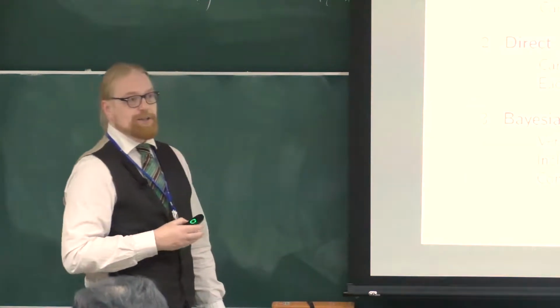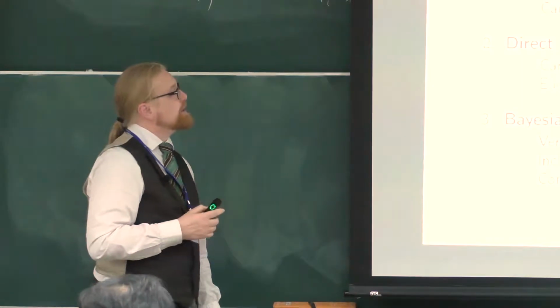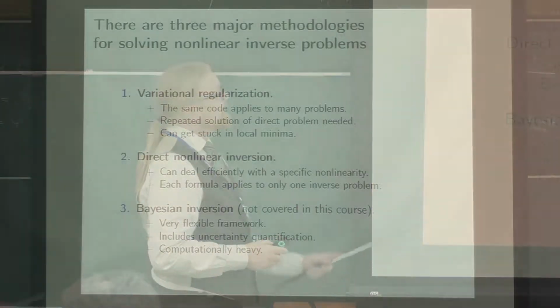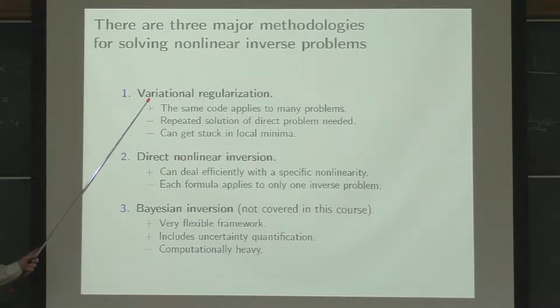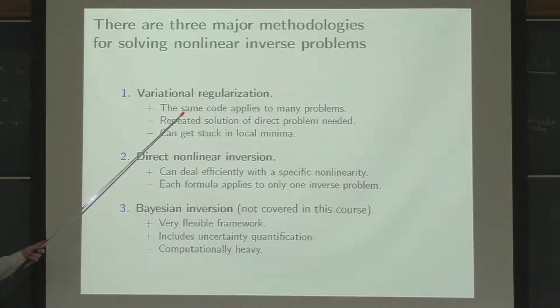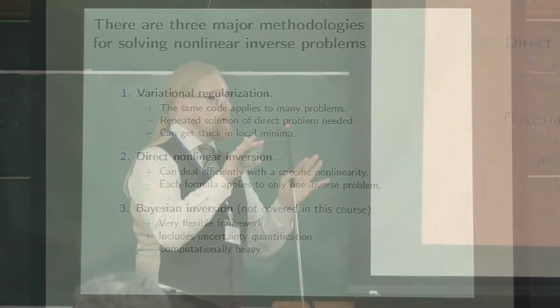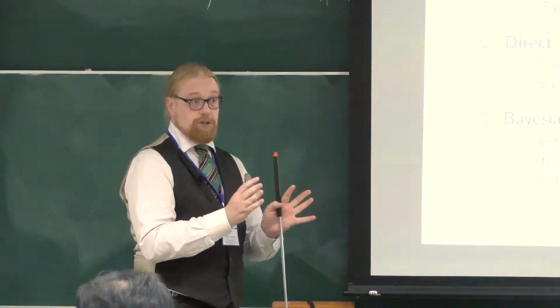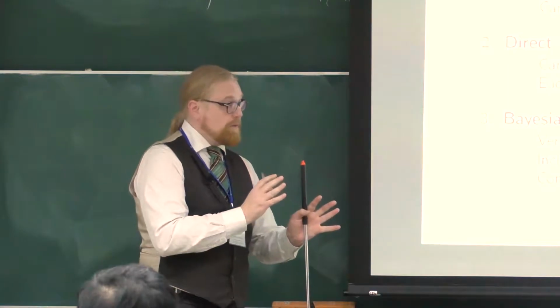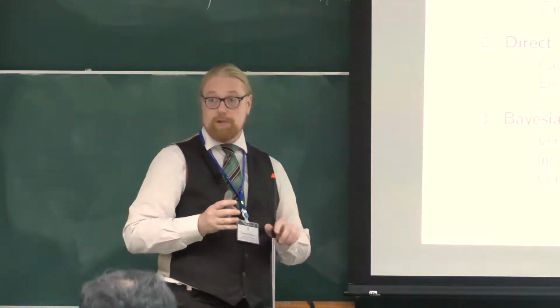So let me summarize in a nutshell these three approaches. Tikhonov-type variational regularization is nice because when you write the code, for example the Gauss-Newton code we will look at next, you have to change the forward map a little bit and maybe the prior, but anyway your optimization machinery stays the same. So in the same framework you can attack many problems.